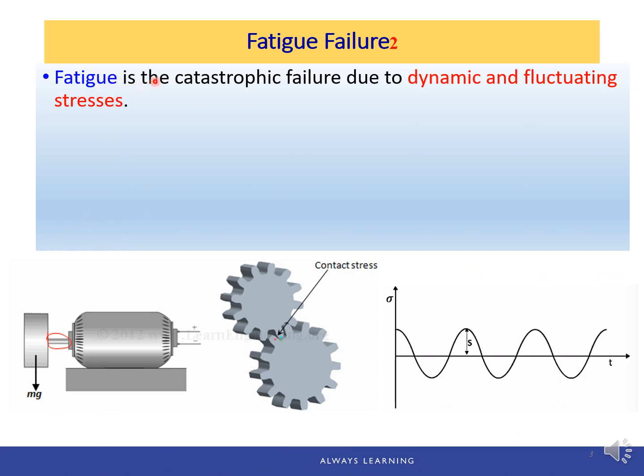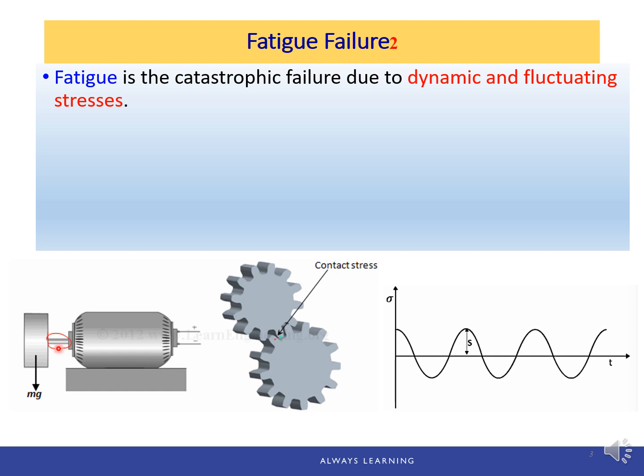Fatigue is the catastrophic failure due to dynamic and fluctuating stresses. Here, dynamic and fluctuating stresses is the opposite of static stresses, which means the stress is constant. For dynamic and fluctuating stress, here's one example. The stress changes with time. To be more exact, this is a cyclic stress because it has cycles and it changes with time repetitively. So fatigue happens due to those kinds of stresses.